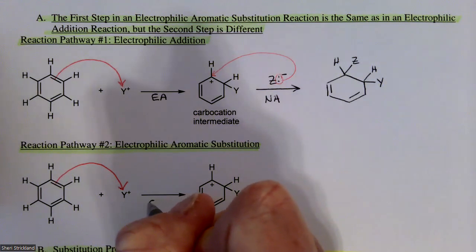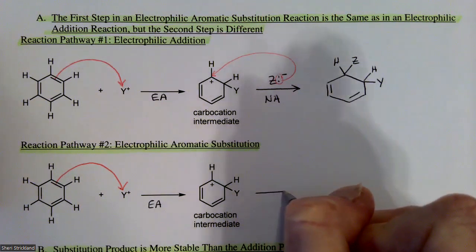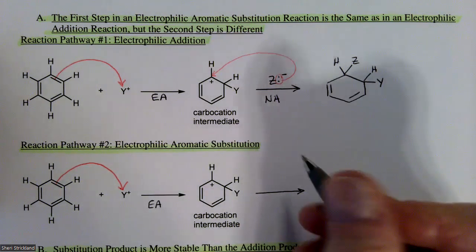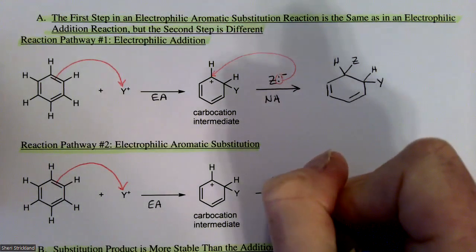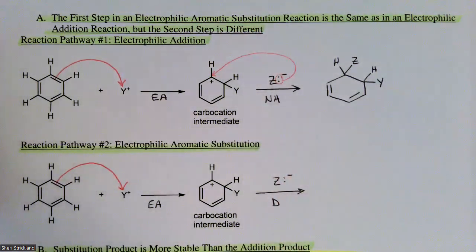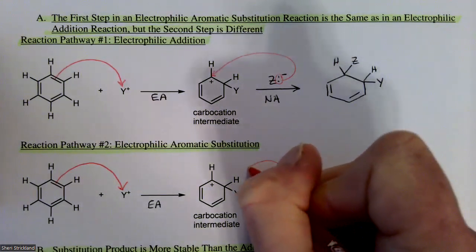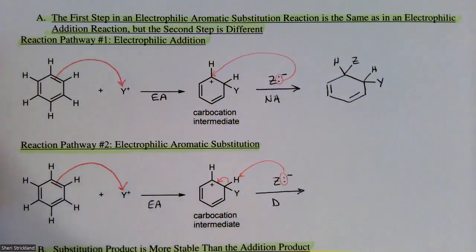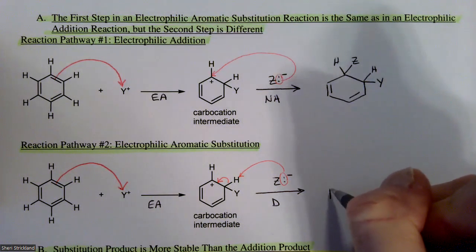Instead, this electrophilic addition, where the electrophile adds in the first step, is followed not by a nucleophilic attack, but instead by a deprotonation. And so some sort of anion that's in there does react with benzene, but not as a nucleophile, it reacts as a base. And so instead of getting an electrophilic addition, what we get is an electrophilic aromatic substitution.